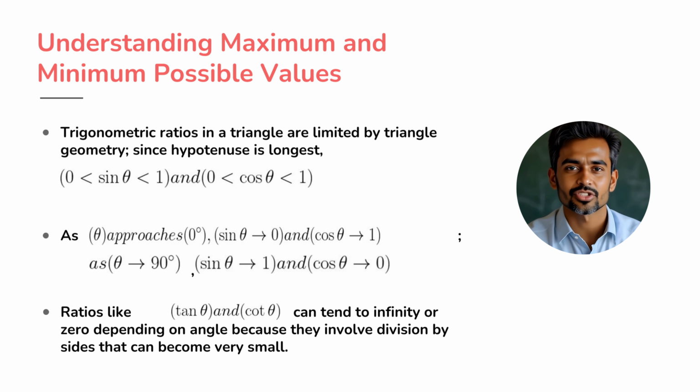This means these values never go below 0 or above 1 for any angle between 0 degrees and 90 degrees. What happens when theta is very small, almost 0 degrees? Sin theta approaches 0, since the opposite side is tiny compared to the hypotenuse, while cosine theta gets closer to 1 because the adjacent side nearly equals the hypotenuse. Conversely, as theta moves close to 90 degrees, sin theta grows toward 1, because the opposite side nearly equals the hypotenuse, and cosine theta shrinks toward 0.